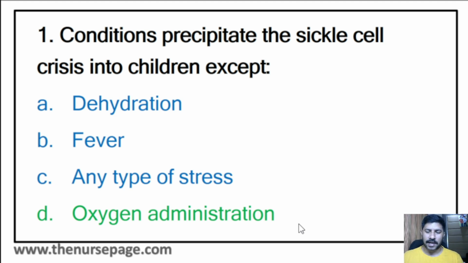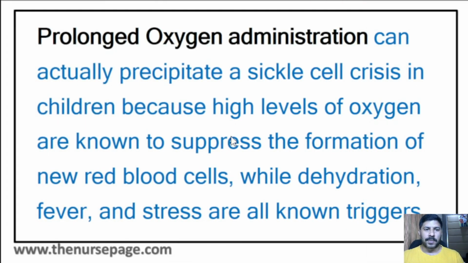So I will explain how it is. Prolonged oxygen administration can actually precipitate a sickle cell crisis in children because high levels of oxygen are known to suppress the formation of new red blood cells, while dehydration, fever, and stress are all non-triggers of sickle cell crisis.